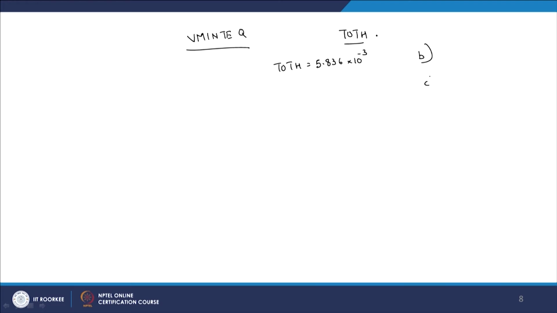So, in part C, right, what am I doing? I am adding HCl, right, at 10 power minus 3 concentration. So, what does that mean? The H total after addition of this HCl is going to be H total initially plus addition of the concentration of this HCl, right, and what is that equal to? 5.836 into 10 power minus 3, that is H total initially from part B, plus how much acid am I putting in here? That is going to be equal to 10 power minus 3, right. So, that is going to be equal to 6.836 into 10 power minus 3.